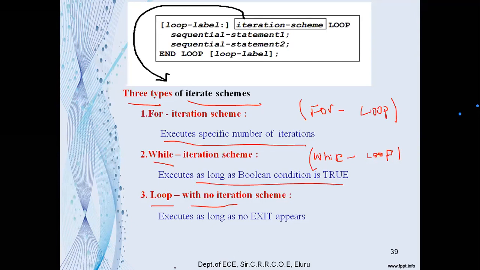And the third one is a very simple one. It is a loop with no iteration scheme. When you have an iteration scheme, it defines the number of times the statements are to be repeatedly executed. When you have no iteration scheme, it is simply an infinite loop. You know what an infinite loop is? Once you start executing that loop, it will be repeatedly executed an infinite number of times.